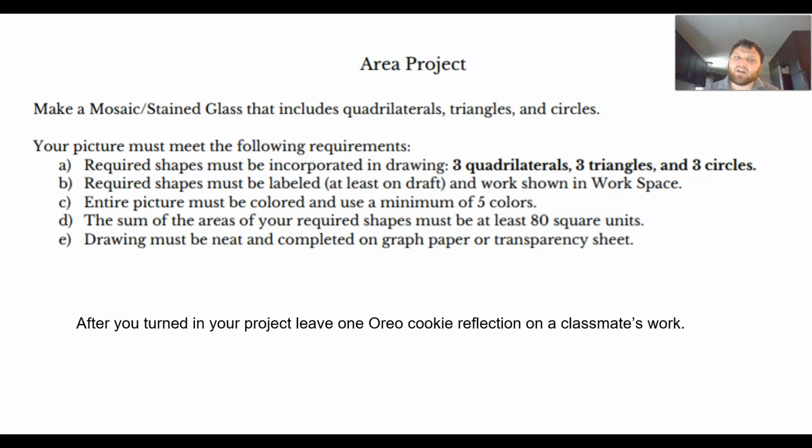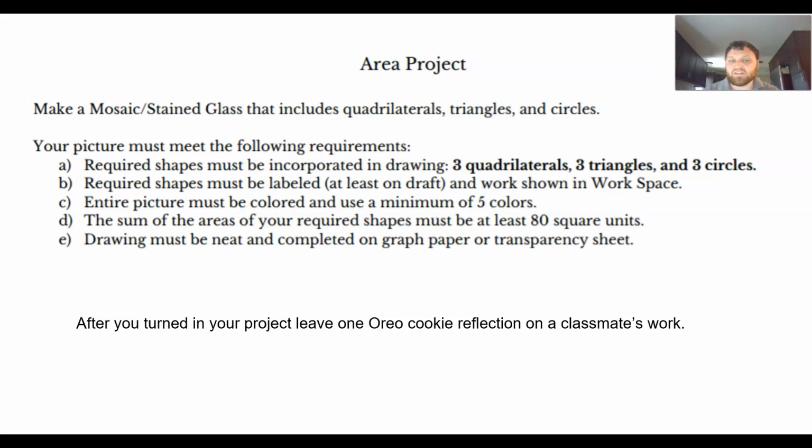Our project is going to ask you to make a mosaic or a stained glass that includes quadrilaterals, triangles, and circles. Your picture must include the following requirements. Required shapes must be incorporated in the drawing: 3 quadrilaterals, 3 triangles, and 3 circles. Required shapes must be labeled, at least on the draft and work shown in space. We'll talk about that a little bit more here in a second.